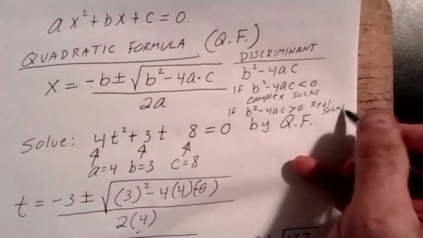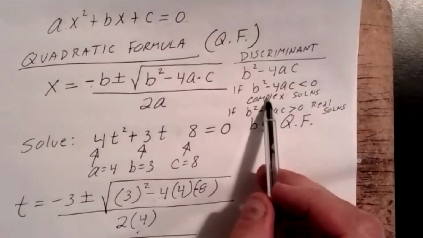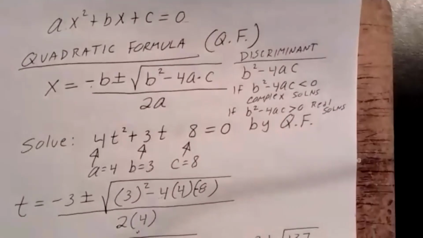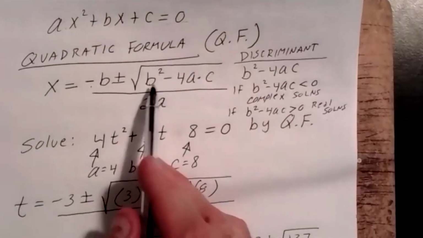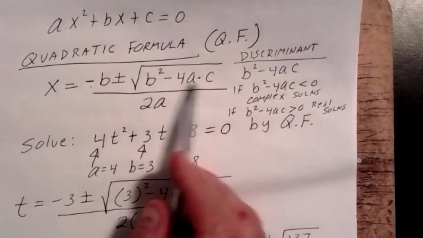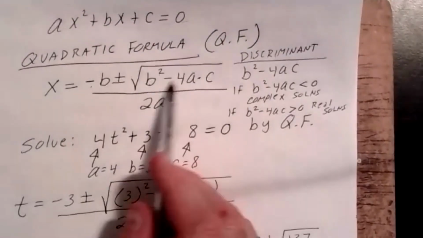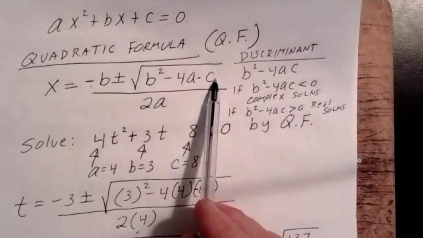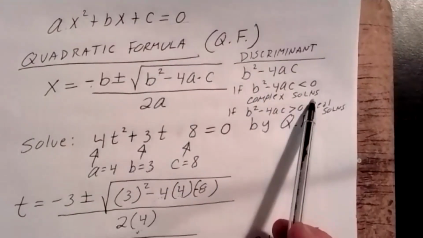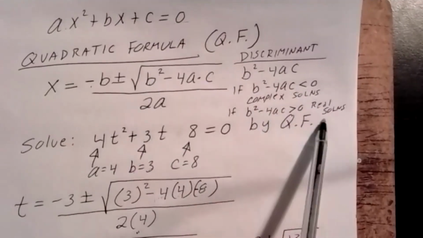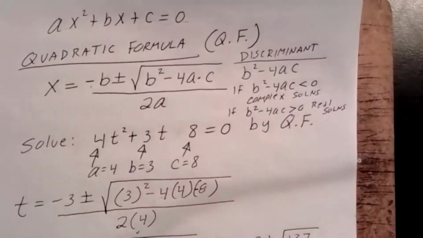Okay? To say we have complex solutions means you would see i in your solution. Real solutions, you're not going to see i. That's called a discriminant, this quantity underneath the square root. Just by looking at the discriminant, you can predict whether the solutions of your quadratic equation are going to be complex or real. Again, if your discriminant's negative, you're going to have complex solutions. i will be present in your solutions. If your discriminant's positive, you're going to have real solutions. No i. Make sense?